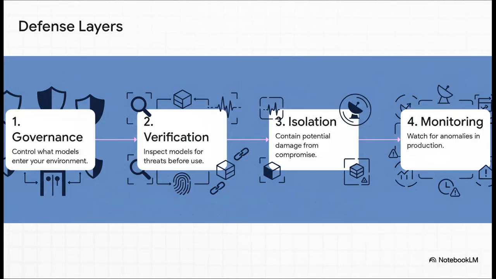It's 4 distinct layers that all work together. We're going to start with governance, to control what even comes in the door. Then we move to verification, to inspect what you've got. After that, isolation, to contain any potential damage. And finally, monitoring, to keep an eye on it once it's in production. Let's break each of these down.